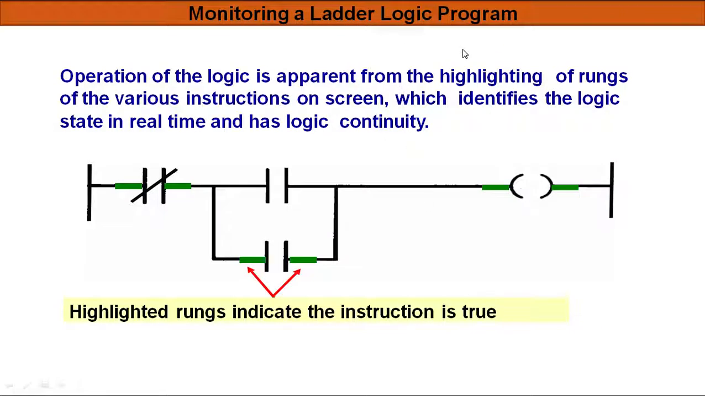Monitoring a ladder logic program. Operation of the logic is apparent from the highlighting of rungs on the various instruction screens, which identifies the logic state in real time as the logic executes. We find highlighted rungs indicate the instruction is true. This is actually green; they are highlighted, they are true.